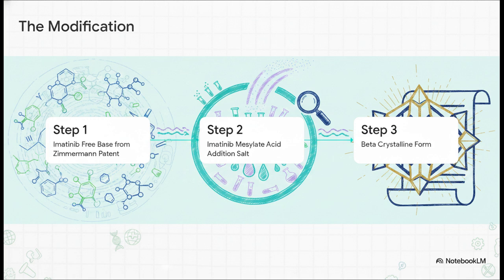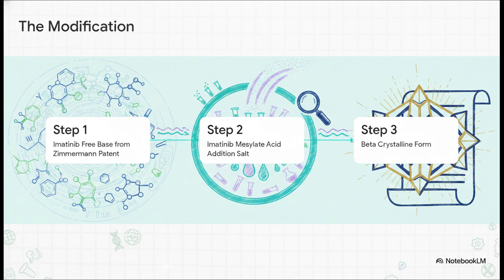But in India, Novartis claimed a two-stage invention. Step 1 was that original imatinib freebase. Step 2 involved creating an acid addition salt from it, specifically imatinib mesylate. And finally, Step 3 was developing a highly specific beta-crystalline form of that salt.